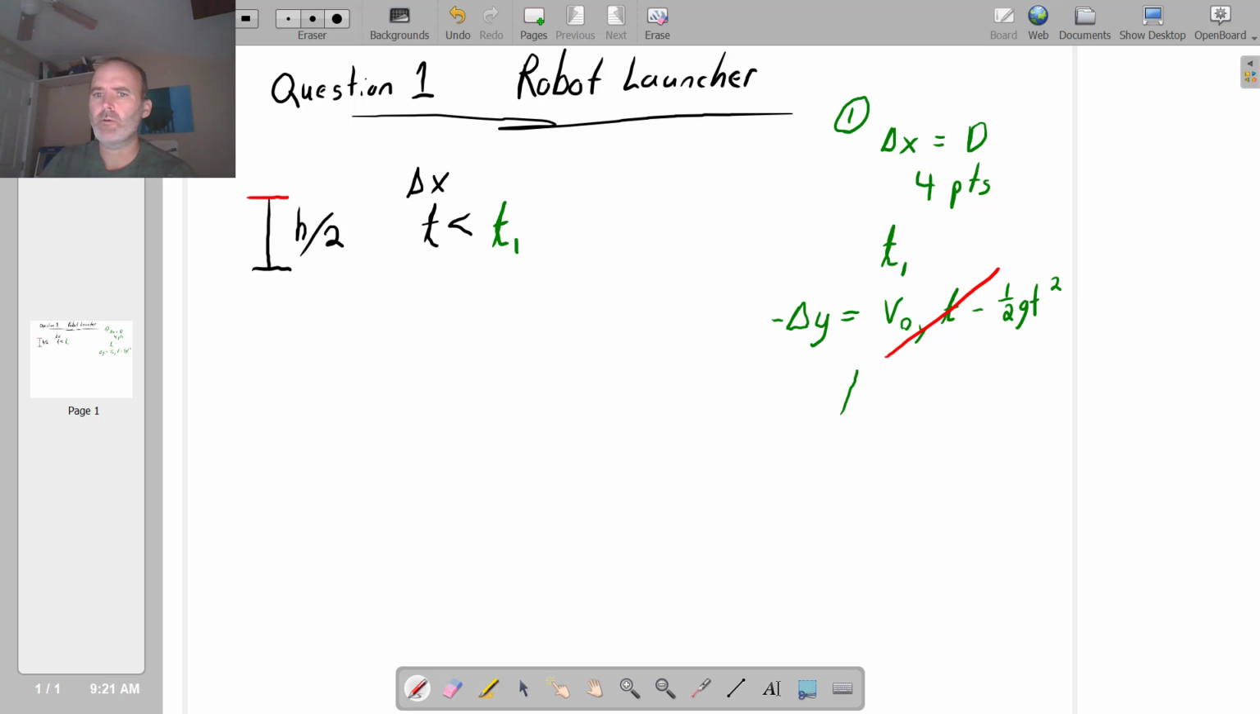I'm going to skip the steps. Hopefully you guys can sit down and do the steps and figure out the algebra behind this. It comes out to the square root of 2 delta y over g. Okay, that's the time for it to fall. And the only thing it's dependent on is gravity. So we'll call that T1.